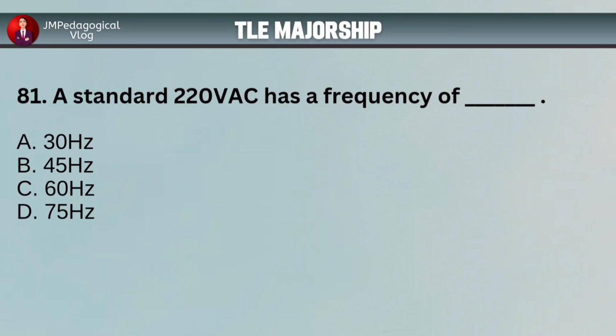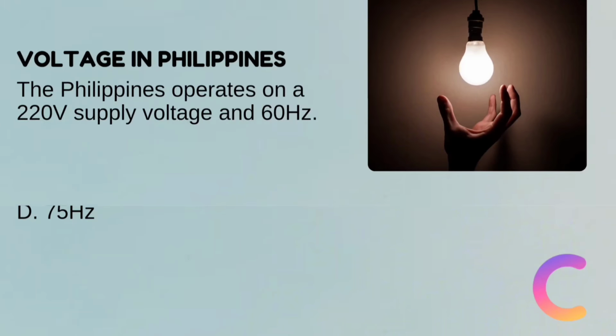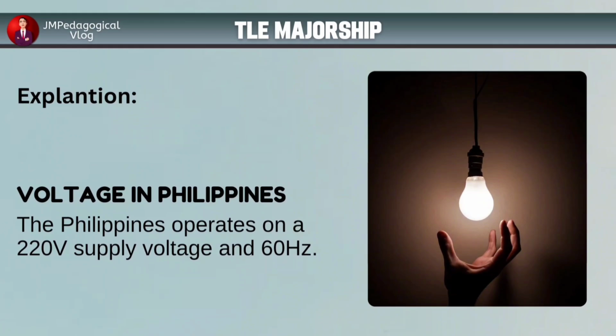81. A standard 220 volts alternating current has a frequency of A. 30 Hz. B. 45 Hz. C. 60 Hz. D. 75 Hz. C. 60 Hz. Explanation. The Philippines operates on a 220 volts supply voltage and 60 Hz.